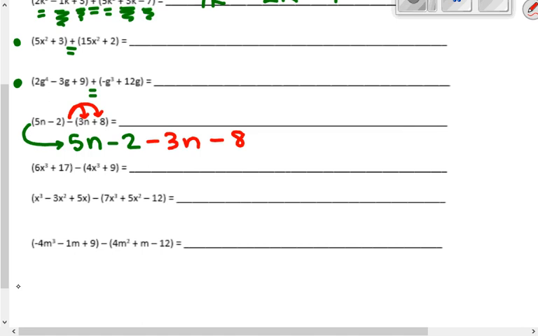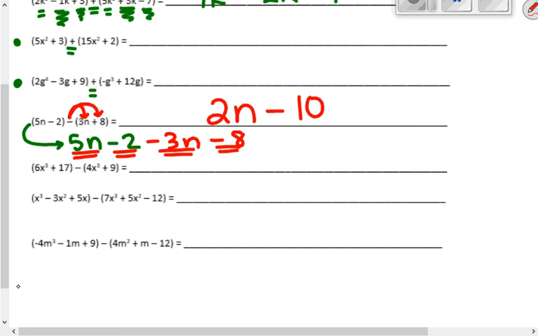Now we're going to look for like terms. 5n and minus 3n will make 2n. 5n minus 3n is positive 2n. And then negative 2 and negative 8. It's like we're adding them. Negative 2 plus negative 8, or negative 2 subtract 8 more, gives you minus 10. That would be my final answer for that one.